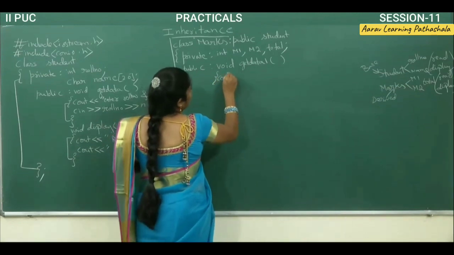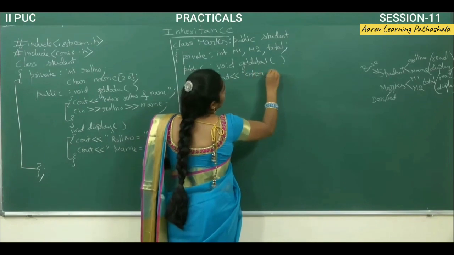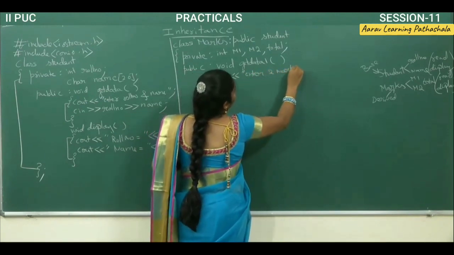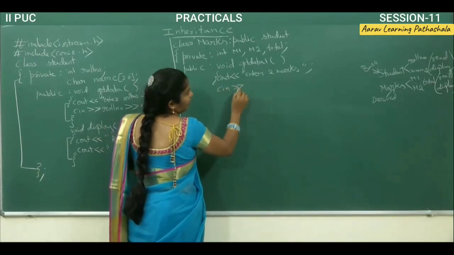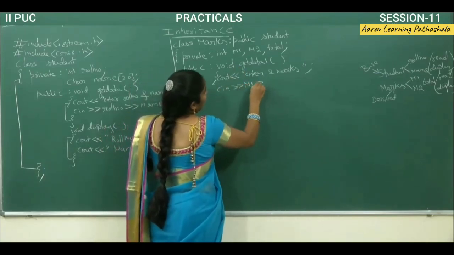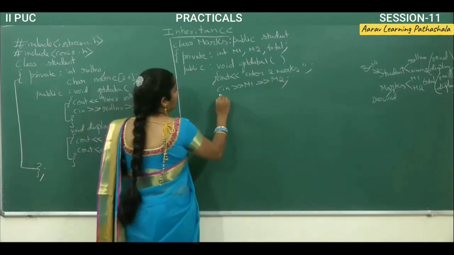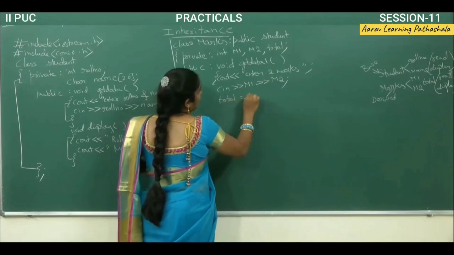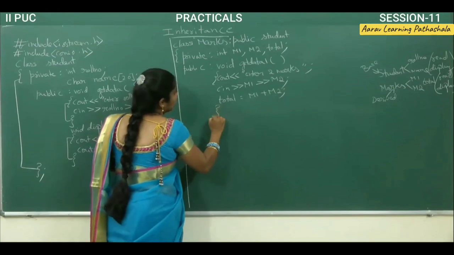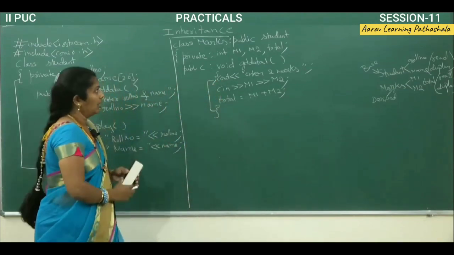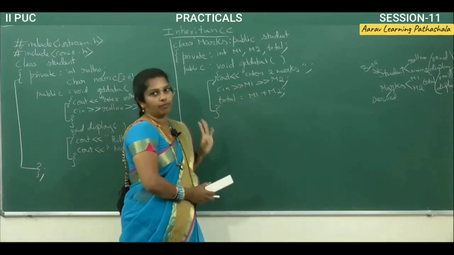Then cout insertion operator, enter 2 marks. Then input those values with the extraction operator, m1, extraction operator, m2. Then find the total. How to find the total? Total equals m1 plus m2. Then close this function. That means in the getdata1 function, I input marks1 and marks2 and calculated the total.